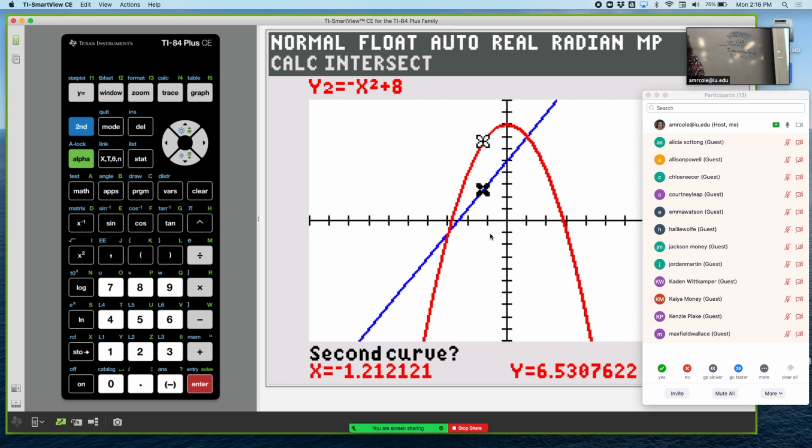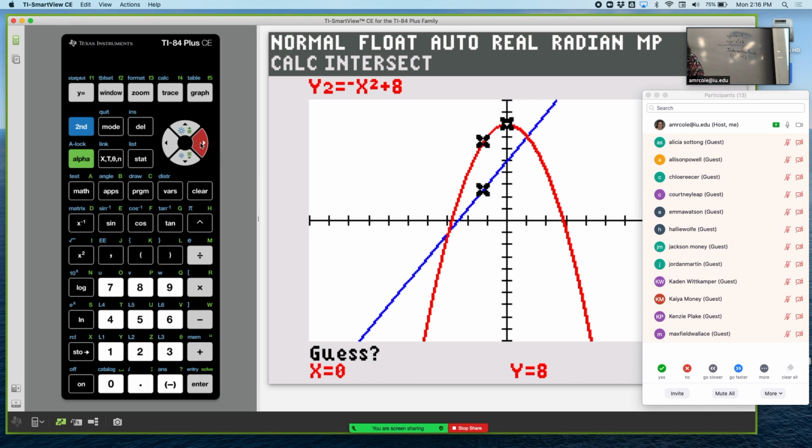It automatically jumped to the second curve, which is the parabola. Okay, and so it's where it's supposed to be, so I'm going to go ahead and press enter. And then it wants me to guess. Well, this time I want to guess this intersection point over here, so I'm going to arrow to the right and get it as close as I can.